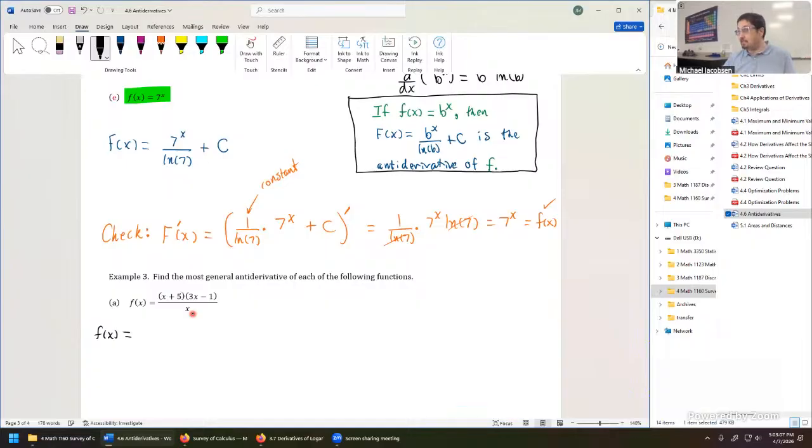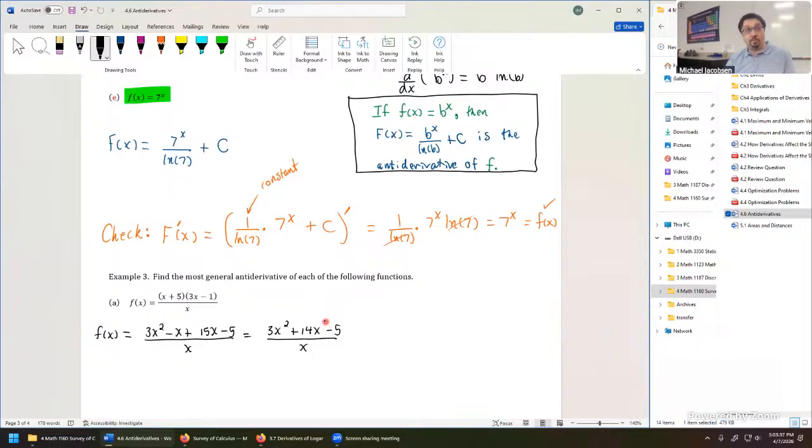We take f of x, distribute in the numerator, completely expanding with the FOIL method to get 3x squared minus x plus 15x minus 5. Divide by x, then simplify the numerator to get 3x squared plus 14x minus 5, all divided by x. So now if you were differentiating this, it's still a lot of work.